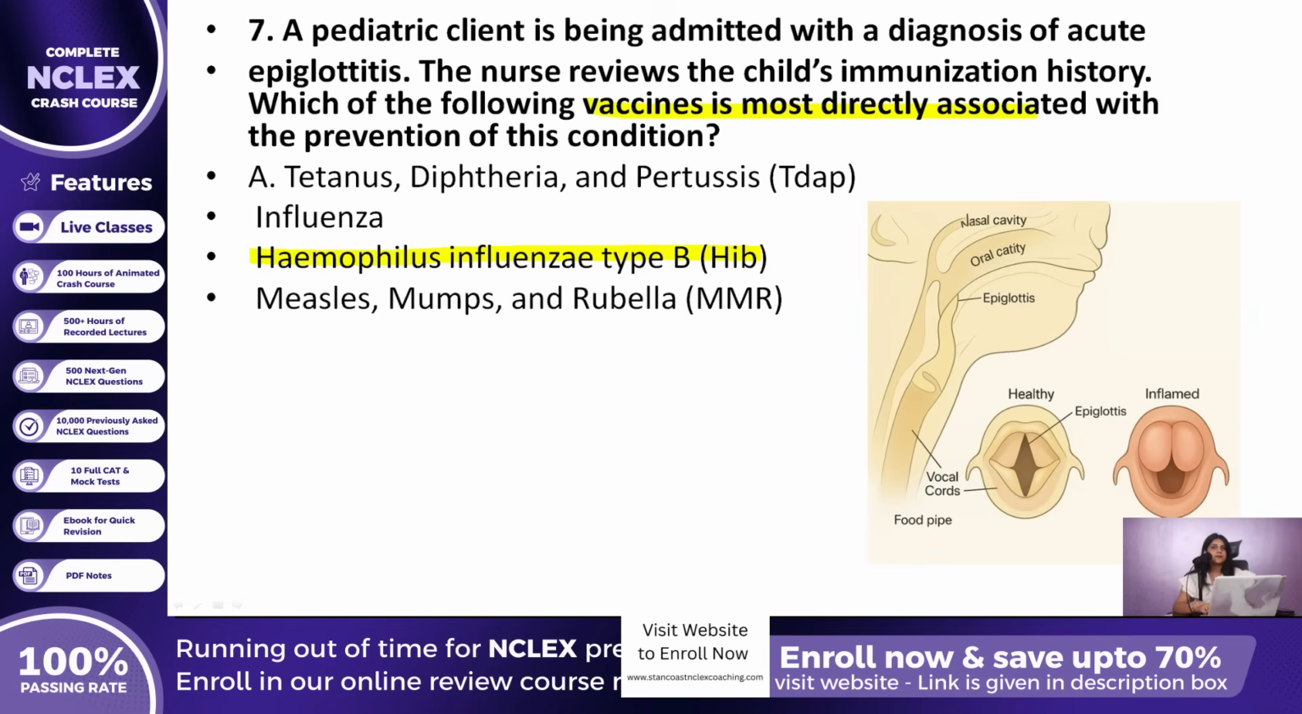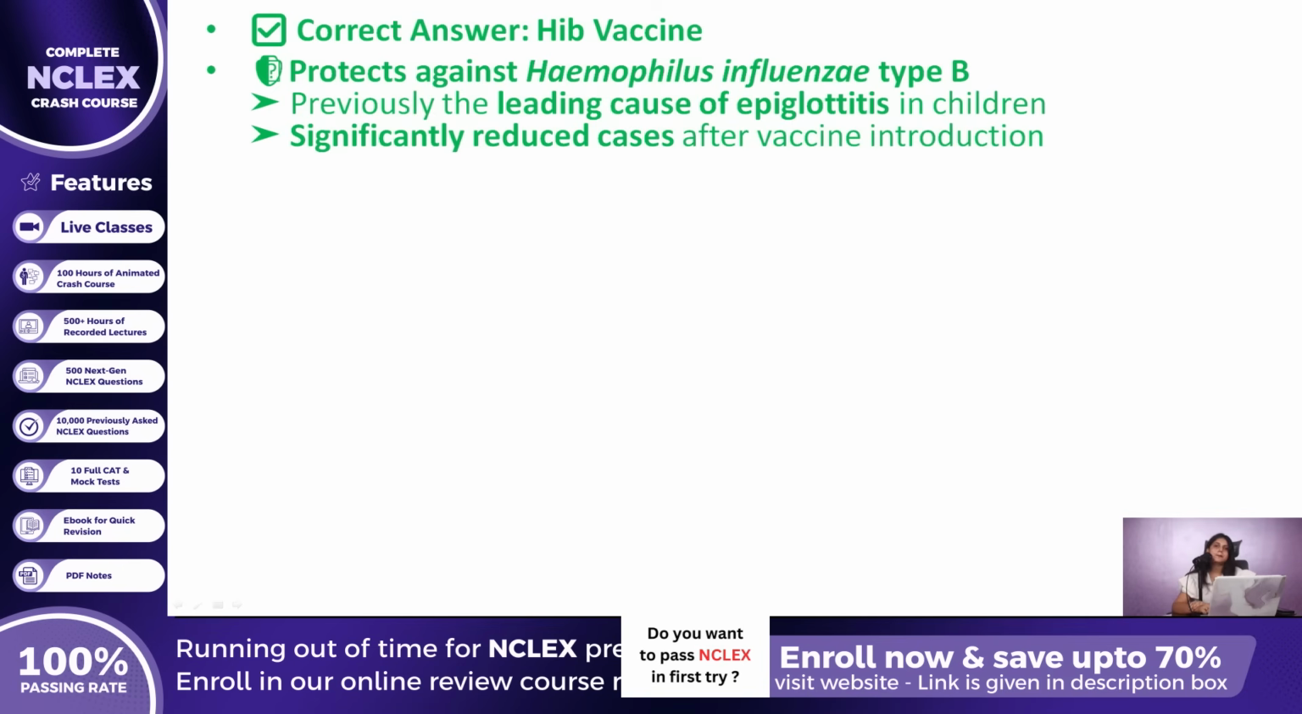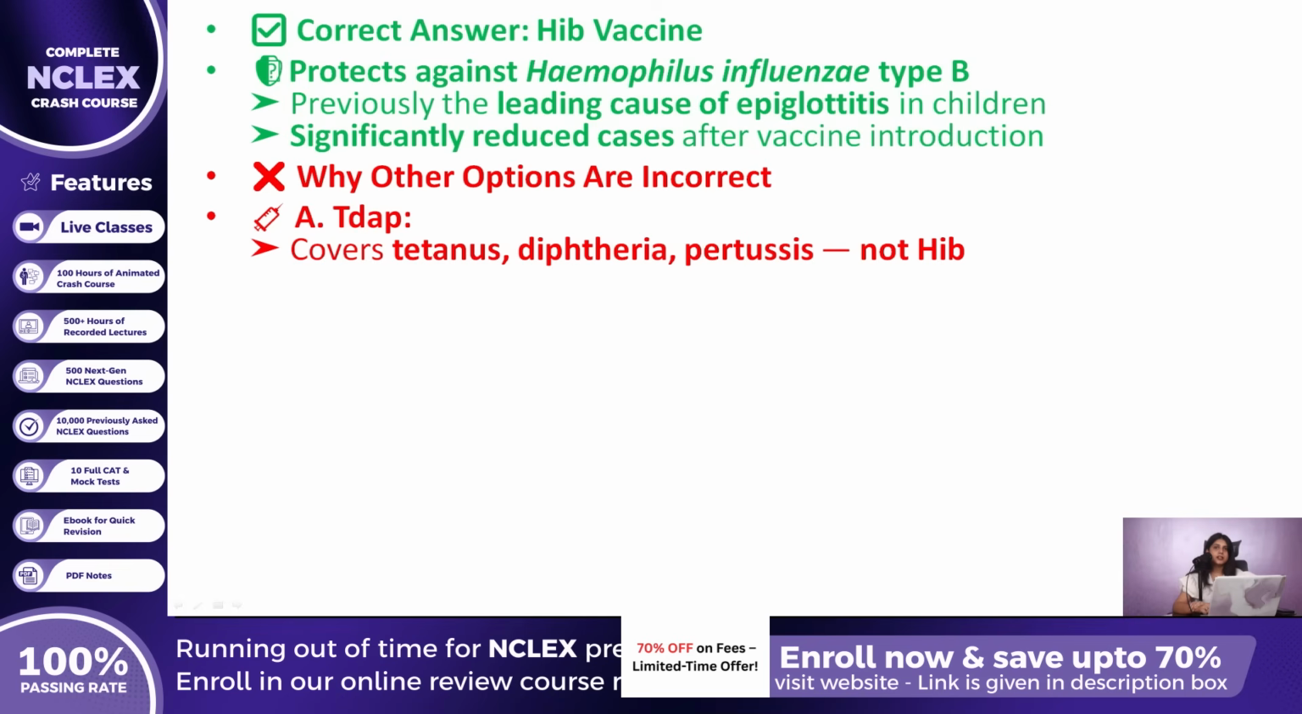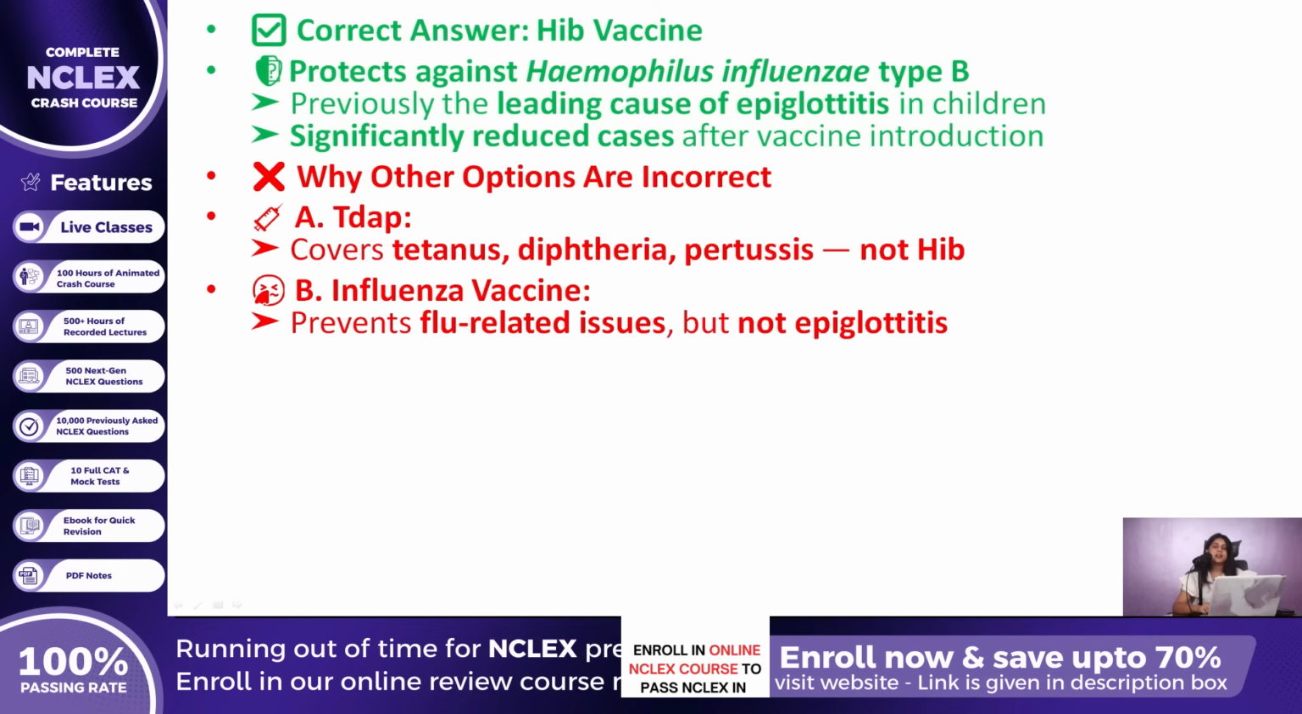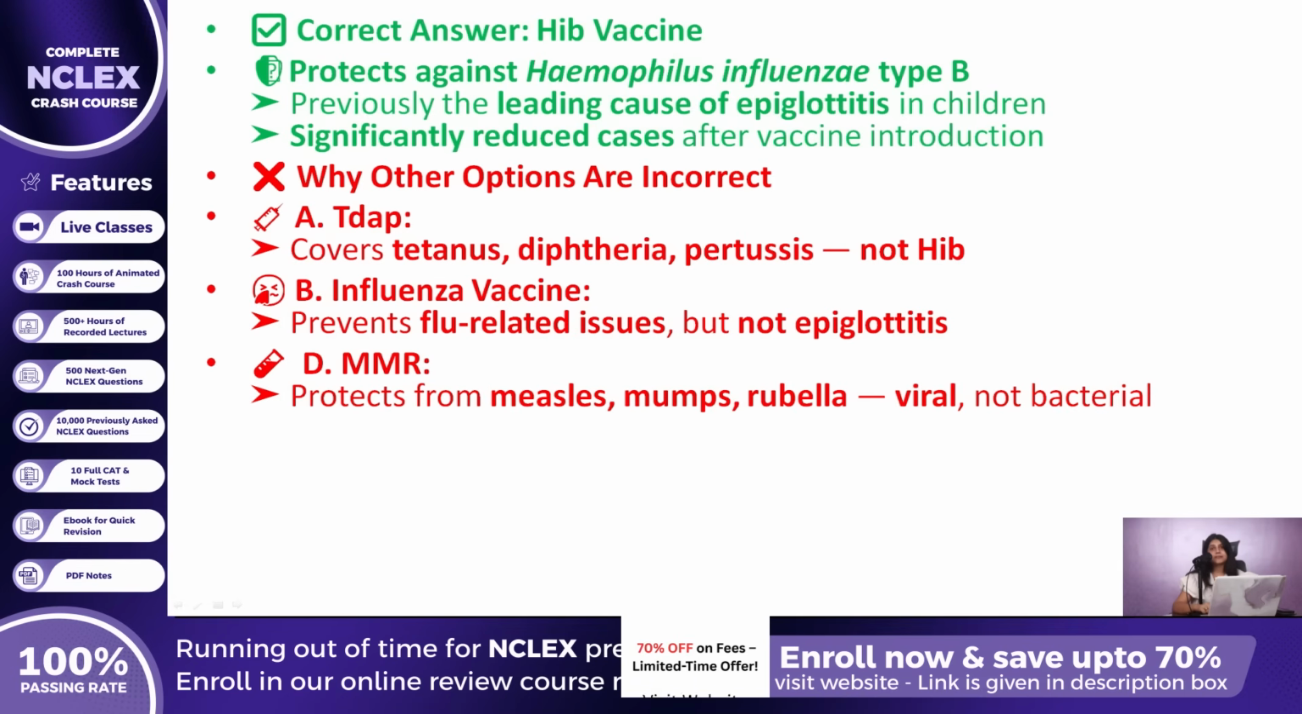Hib, because it specifically protects against the Haemophilus influenzae type B bacterium, which was the leading cause of epiglottitis in children before the vaccine was introduced. Also, option A, Tdap, protects against tetanus, diphtheria, and pertussis, but does not protect against Hib bacteria, and therefore does not prevent epiglottitis. Option B, the influenza vaccine, helps prevent flu and related respiratory complications, but does not specifically prevent epiglottitis. Finally, option D, MMR, protects against measles, mumps, and rubella, which are viral illnesses unrelated to epiglottitis. Let's move on to question 8.